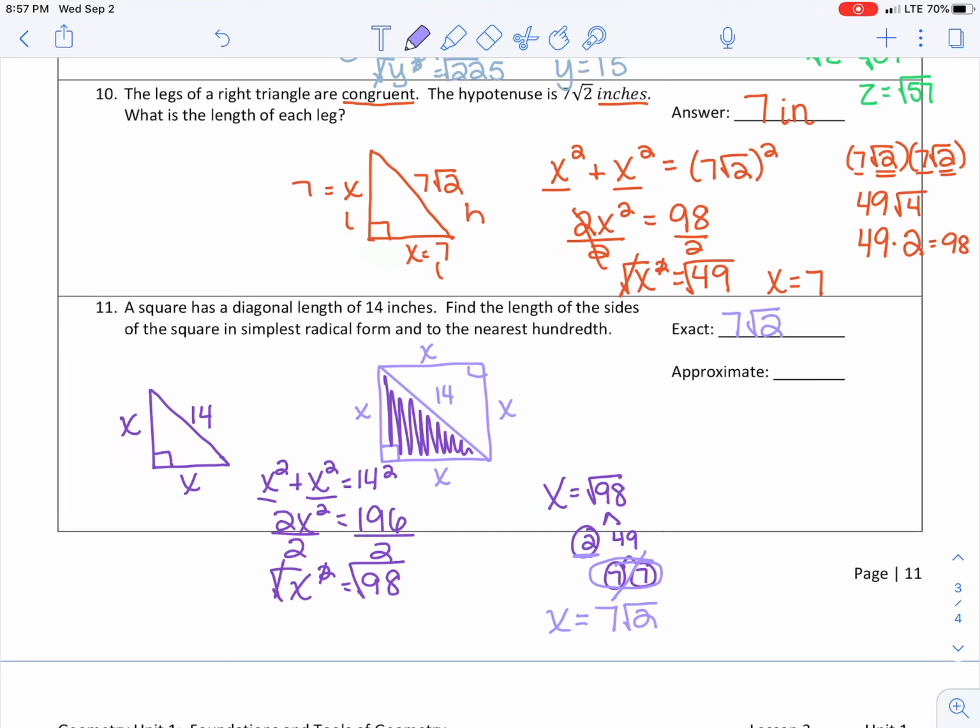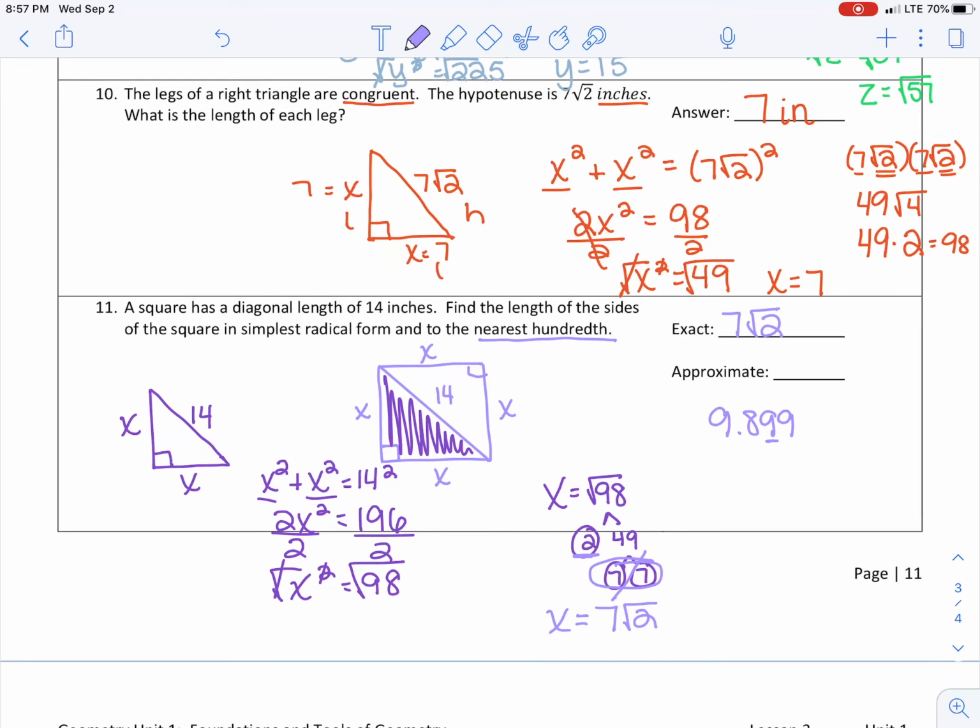The approximate value, it says round to the nearest hundredth. So we're going to take the square root of 2 in your calculator times 7. And that is going to give us 9.899. So since we're going to the nearest hundredth, we're going to this decimal place.